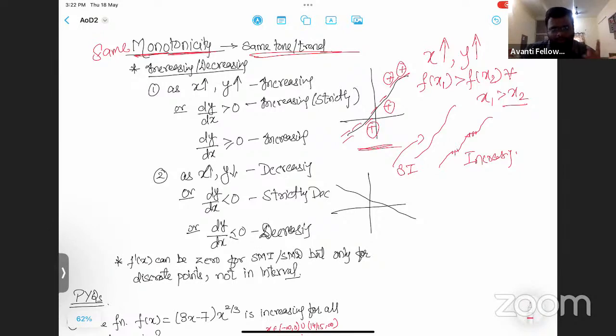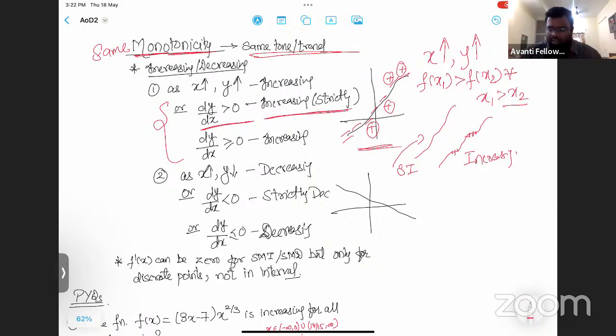That's it. So to solve the questions, we need to just find the derivative of the given function. If the derivative is positive, we'll say the function is strictly increasing. End of the story.